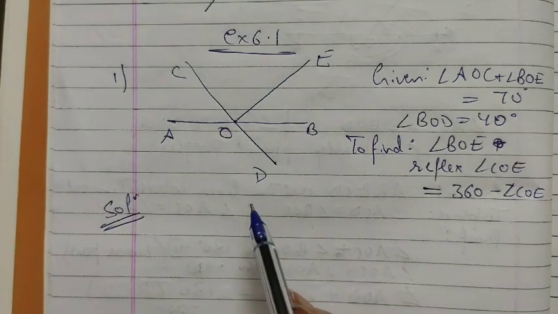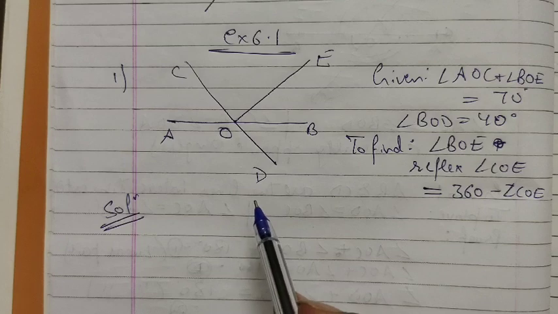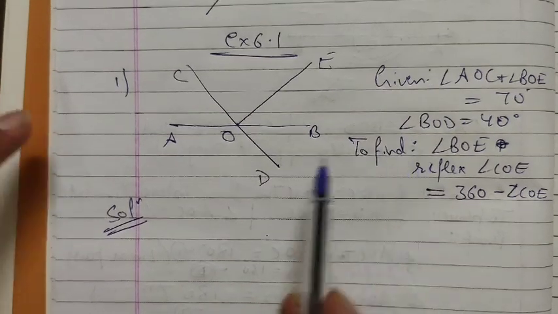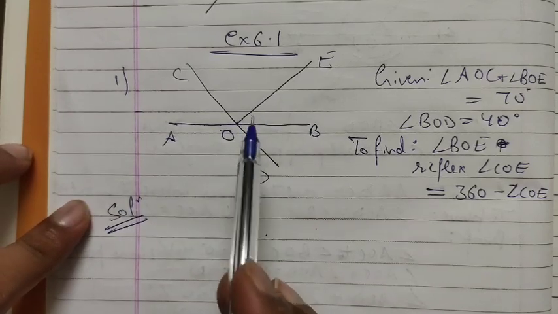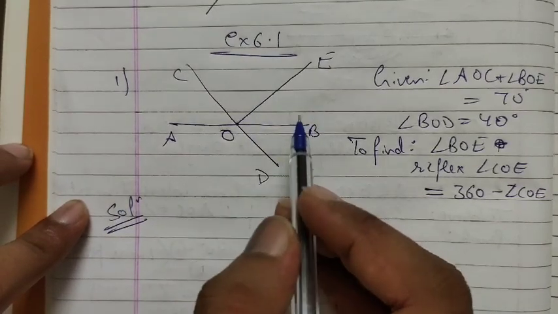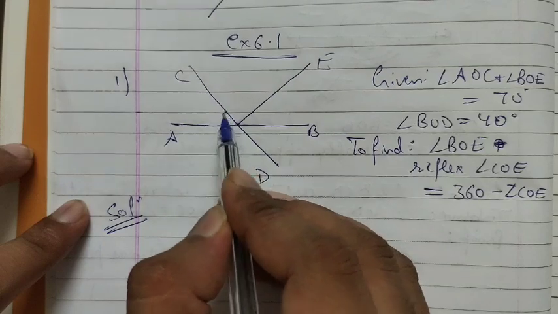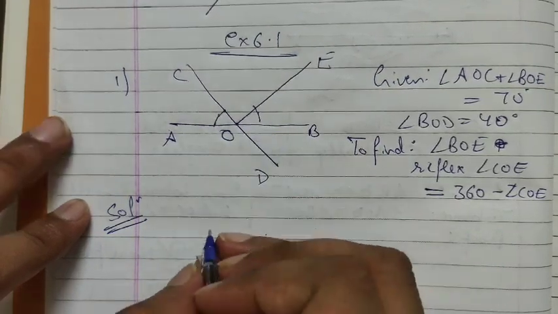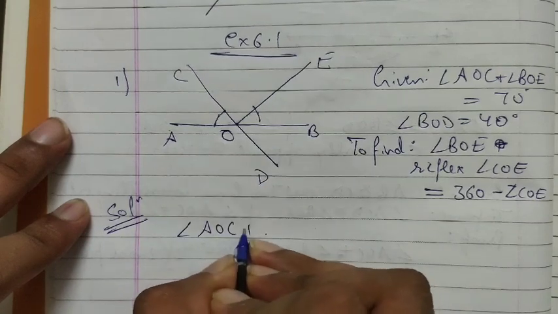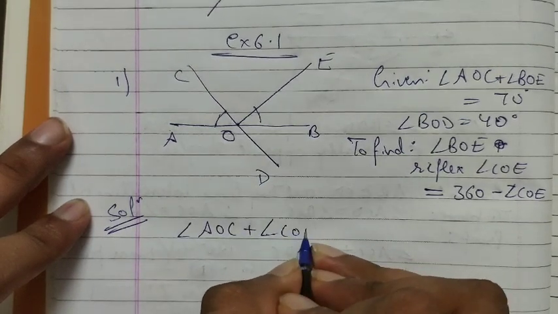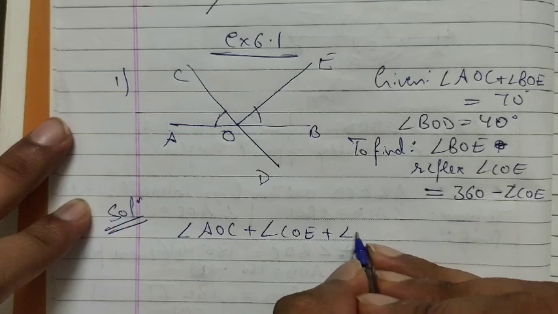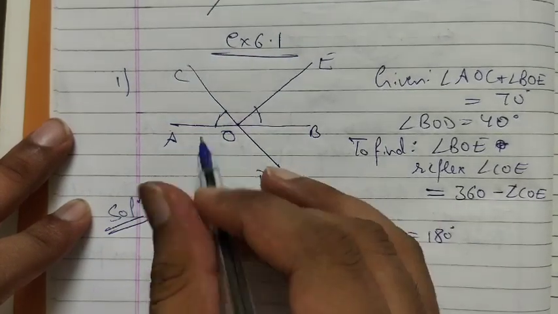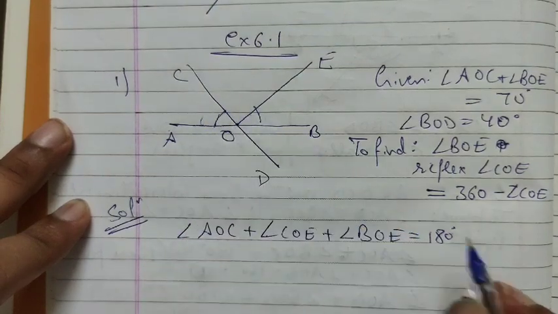It is compulsory for a question of geometry. We have to follow the procedure: given, to find or to prove, solution or proof, and this figure. So angle AOC plus angle BOE is equal to 70 degrees. We know that angle AOC plus angle COE plus angle BOE will be equal to 180 degrees. Why? The angles formed on a straight line are always equal to 180 degrees.